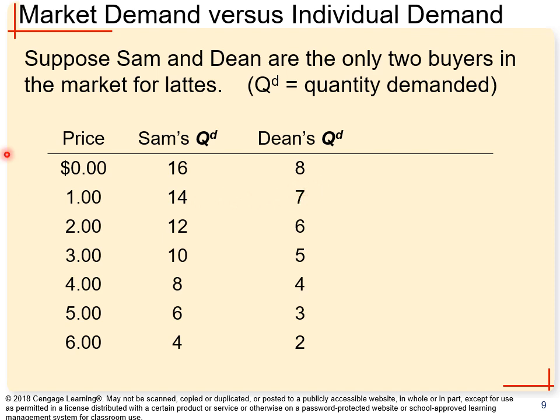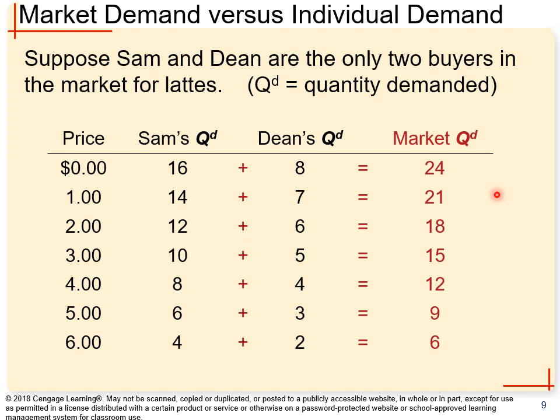Assuming that there are only 2 individuals in this market, of course there are going to be many millions of individuals, but just to make the math tractable, then the market demand for lattes is going to be given by the sum of the quantities demanded of each individual. Adding up at each price, for Sam 16, for Dean 8, that's a total quantity of 24 lattes in the market at the price of 0. Then adding up at the price of 1, the market quantity demanded is 21. So on and so forth, you get the idea.